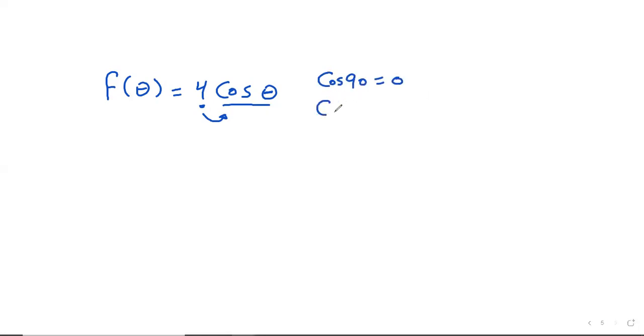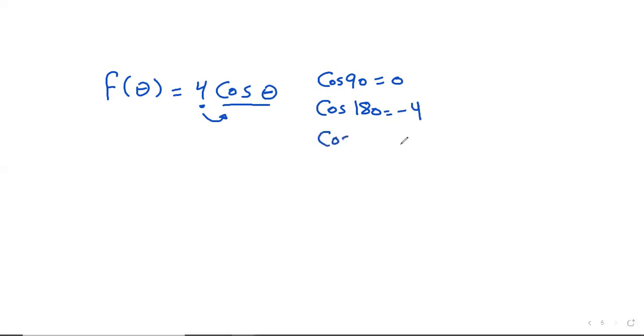Okay. F of theta is 4 cosine theta. What is the range of this function? Because we have 4 multiplied by cosine theta, and the minimum value is cosine 90. Cosine 90 is 0. And cosine 180 is -1 multiplied by 4, so it's -4.